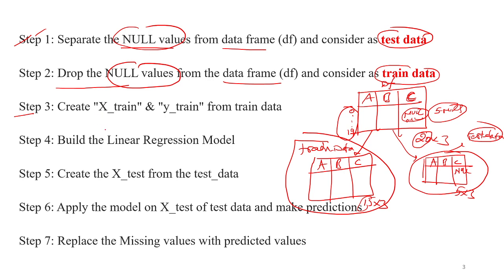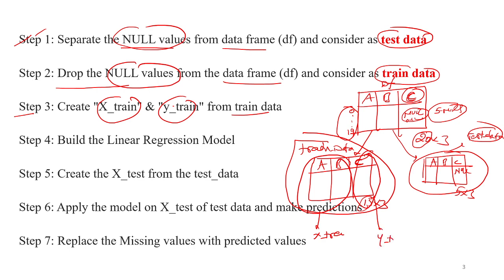create the X train and Y train from the train data. So in this train data we have to create the X train and Y train. So here the missing value column is C. So missing value column is class C. That's why this feature can be considered as the Y train, and this part can be considered as the X train.